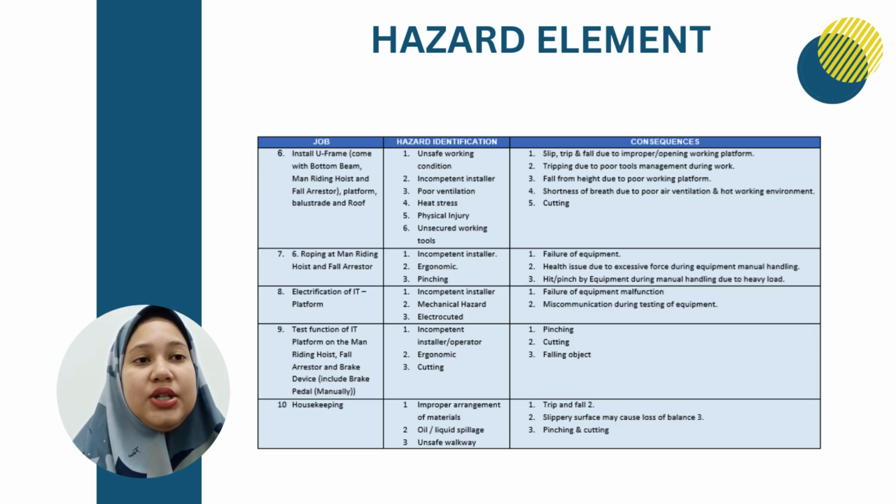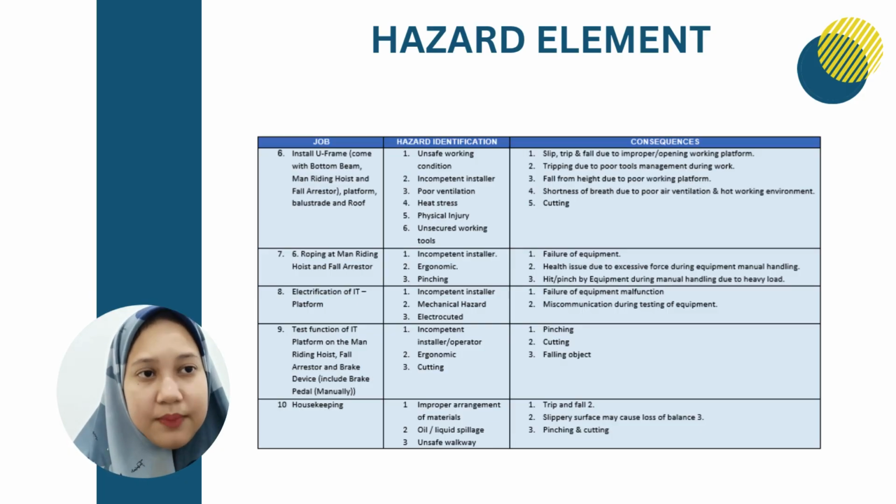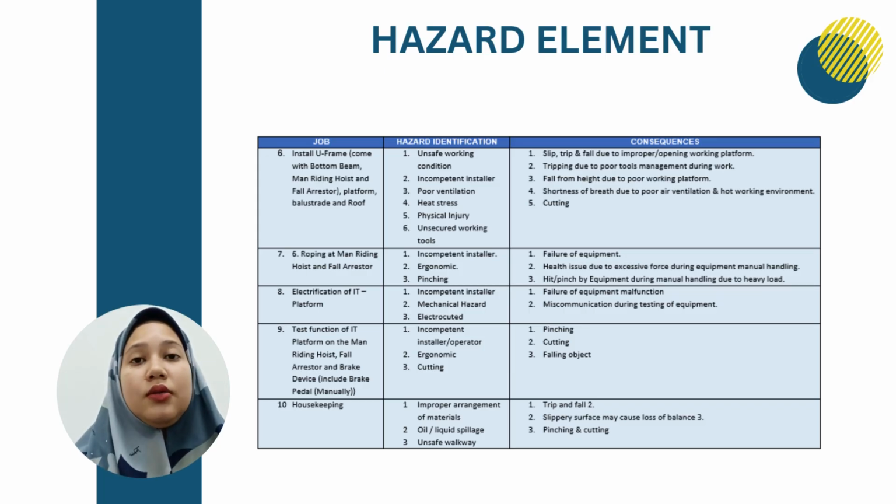The poor ventilation and heat stress also can result in shortness of breath due to poor air ventilation and a hot working environment. Next, the worker might also expose themselves to physical injury, which is cutting, and also expose themselves to unsecured working tools.